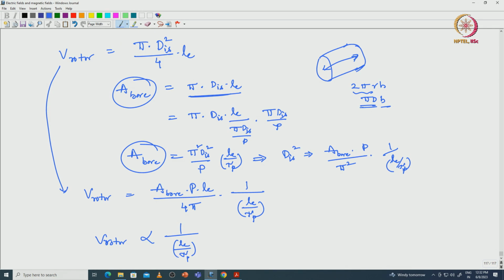And if the volume is inversely proportional to the aspect ratio, that implies the weight of the rotor is also inversely proportional to the aspect ratio, right. Weight is nothing but volume into density of that particular material, then we will get the weight.